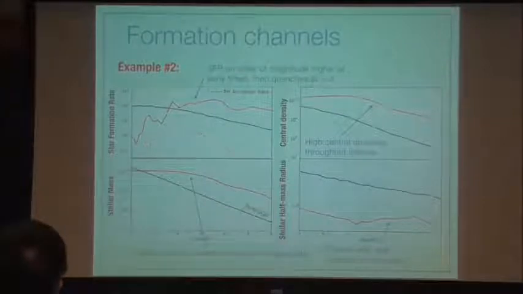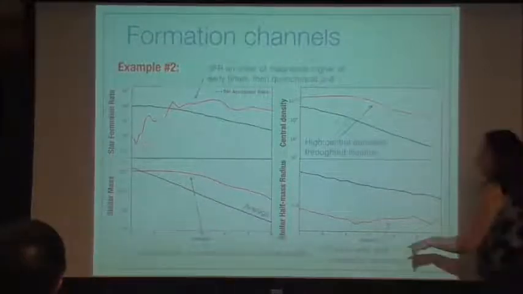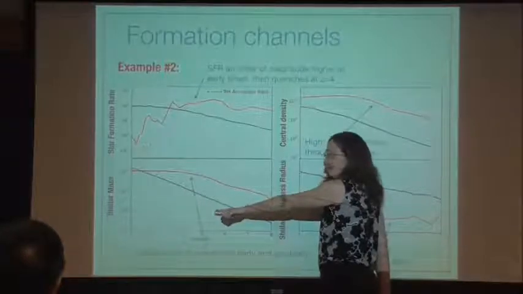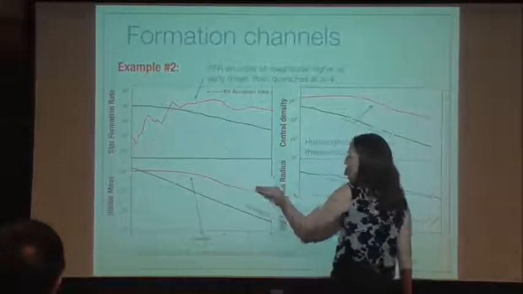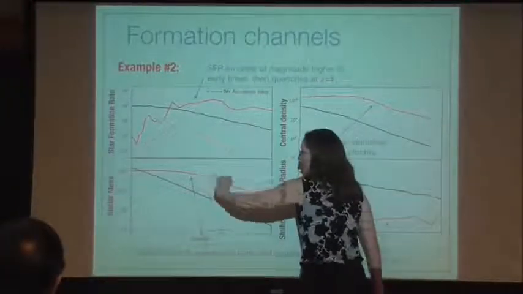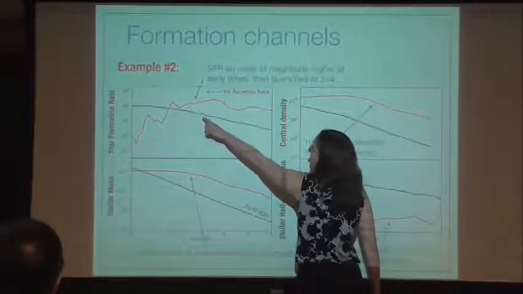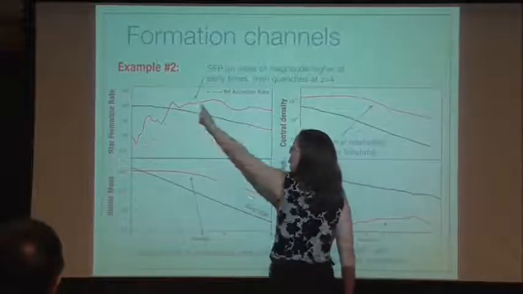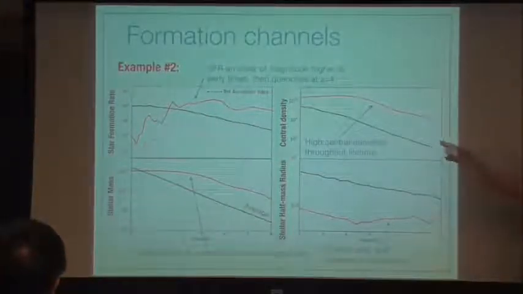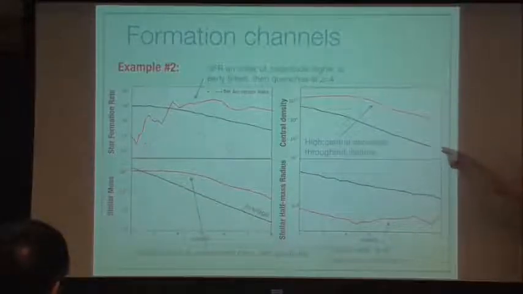All right, in this second example, it looks very different. Recall that in the example I just showed you, the galaxy was undermassive for most of its lifetime. In this case, the galaxy has been overmassive and formed very quickly, quenching around redshift 4. When you look at the star formation rate, you see the star formation rates were very high, and it quenches around that time. And this galaxy has always been extremely dense.